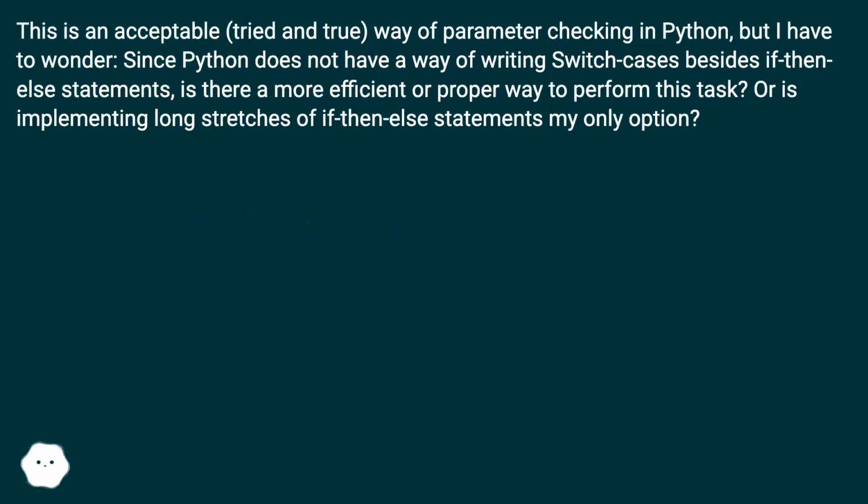This is an acceptable, tried and true way of parameter checking in Python, but I have to wonder, since Python does not have a way of writing switch cases besides if-then-else statements, is there a more efficient or proper way to perform this task? Or is implementing long stretches of if-then-else statements my only option?